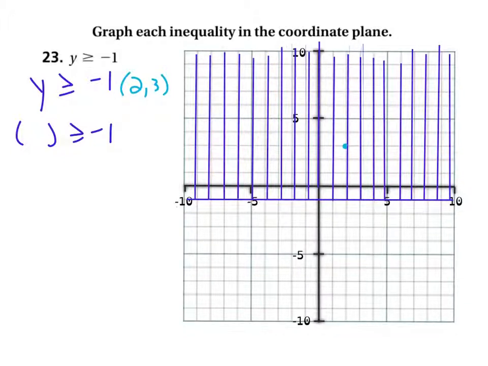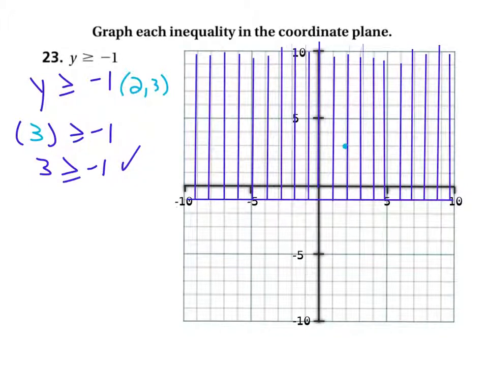If we say we're using the point 2 comma 3, like I put on the graph there in the light blue, then what can we plug in? Well, the only space that we have to plug in is for where y is, because there's no x in the equation, so there's nowhere to put that. So we're going to put in 3 for y. Then we simplify it out. We say 3 is greater than or equal to -1. And is that true? It's true.